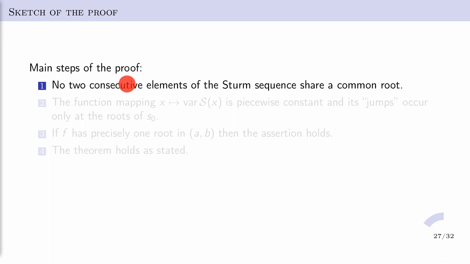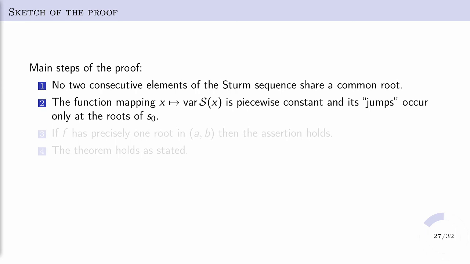First of all, we need to prove that two consecutive elements of the Sturm sequence cannot have a common root. So assume that xi is a root of sk, then xi cannot be a root of either sk plus 1 or sk minus 1. So the neighboring elements of this Sturm sequence have disjoint sets of roots. This is the first step toward the proof of the Sturm theorem.